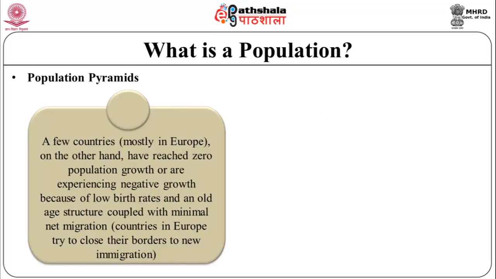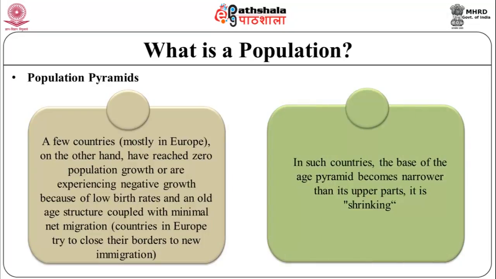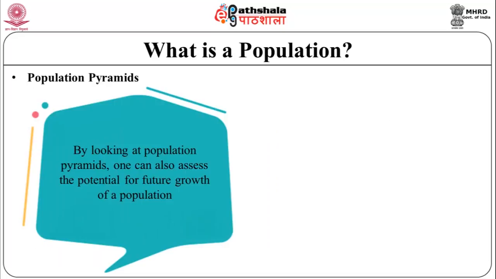A few countries, mostly in Europe, on the other hand, have reached zero population growth or are experiencing negative growth because of low birth rates and an old age structure coupled with minimal net migration. That is, countries in Europe try to close their borders to new immigration. In such countries, the base of the age pyramid becomes narrower than its upper parts. It is shrinking.